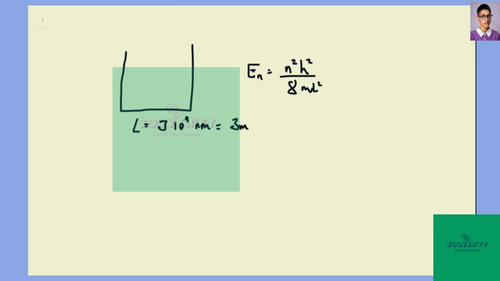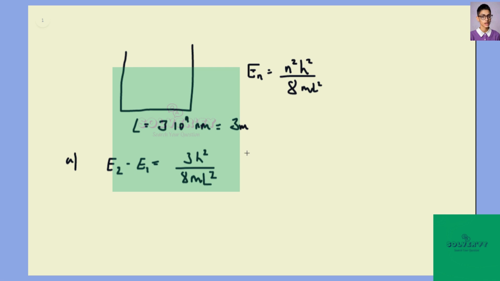Now we need to find the energy difference between the electron's ground state and its first excited state. So part A is E2 minus E1. E1 is the ground state energy and E2 is the first excited state energy. This will be equal to 2 square minus 1 square, which is 3. So 3h square over 8 m L square. We can substitute for the mass of the electron with L.